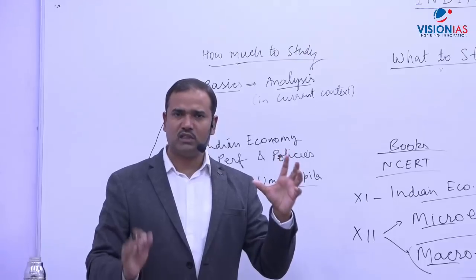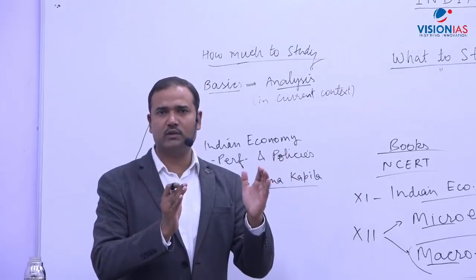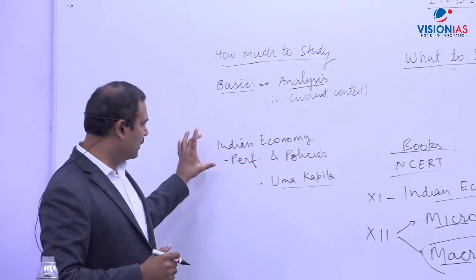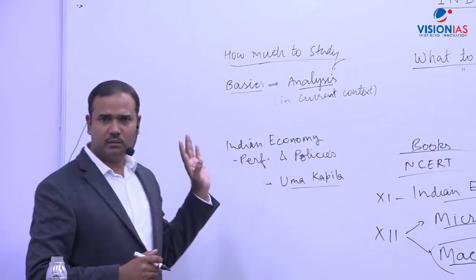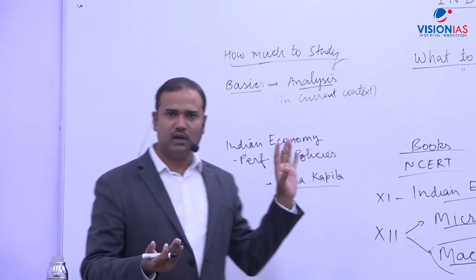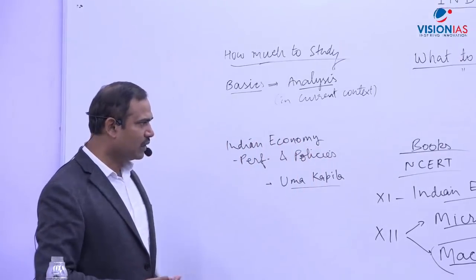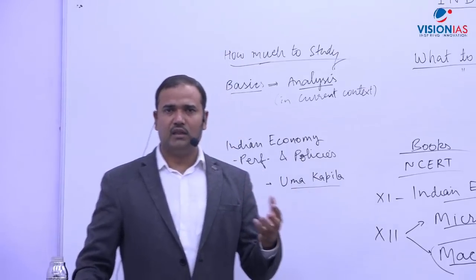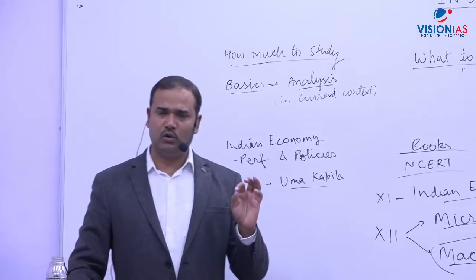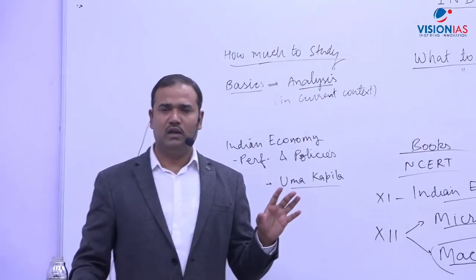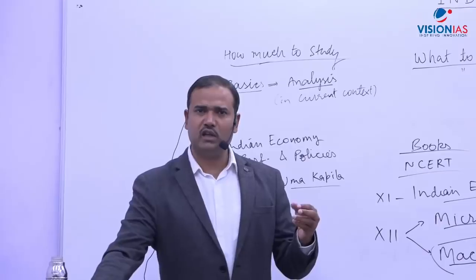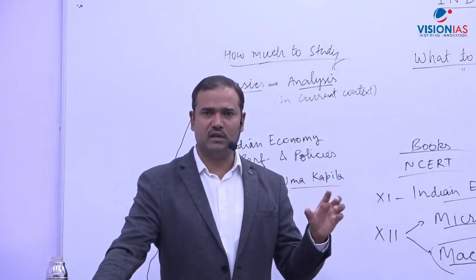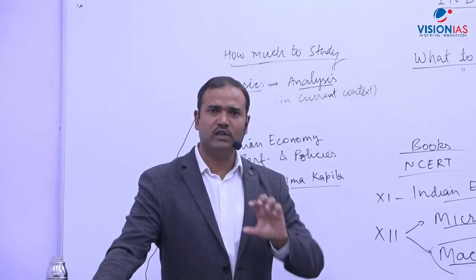Now you don't have so much time to study a huge bulky book for GS. So this is not needed as such. Uma Kapila is relatively less bulky, maybe approximately 500 pages. So you can go through this book. Apart from that, the books which are written for competitive exams are actually substandard. Like the TMH book is very famous, but there are a lot of mistakes in that. This is the problem. Most of the books available for competitive examinations are substandard.